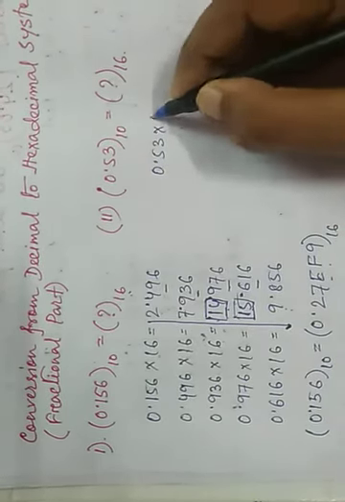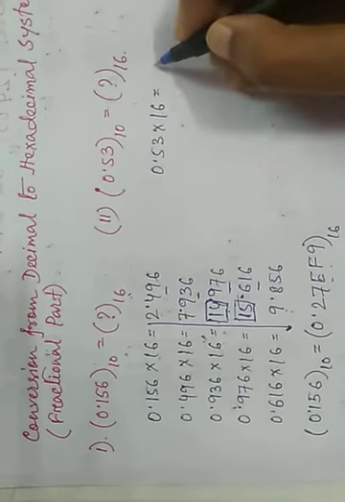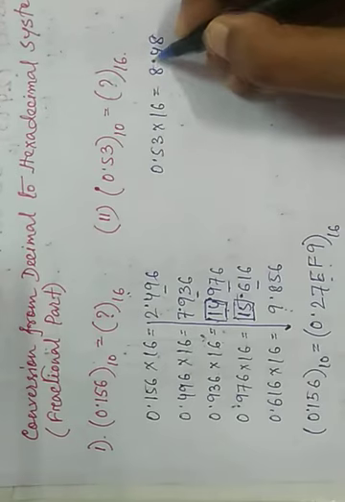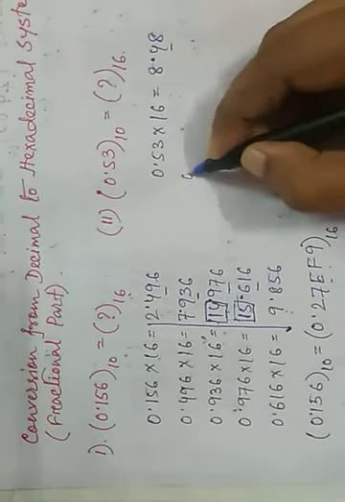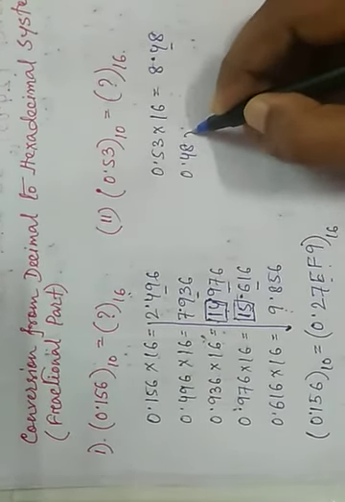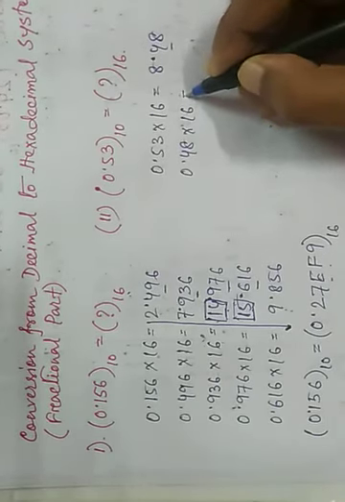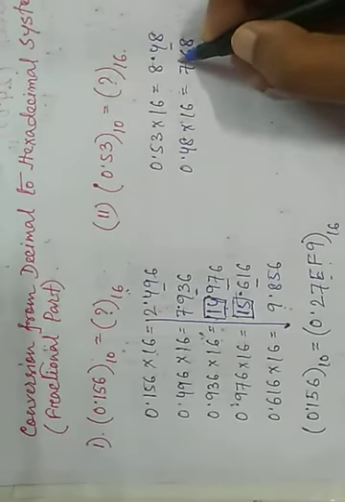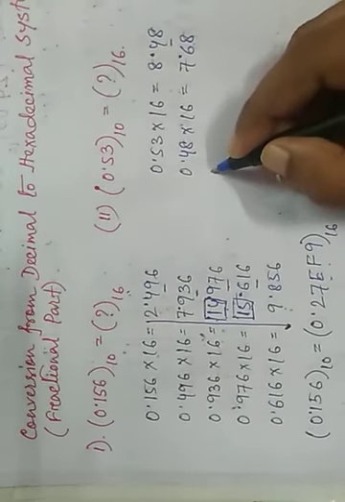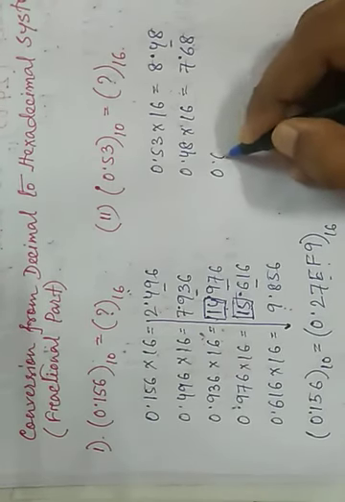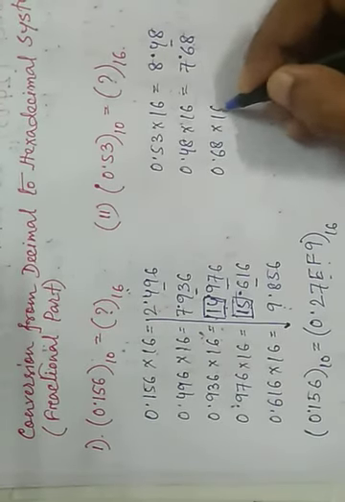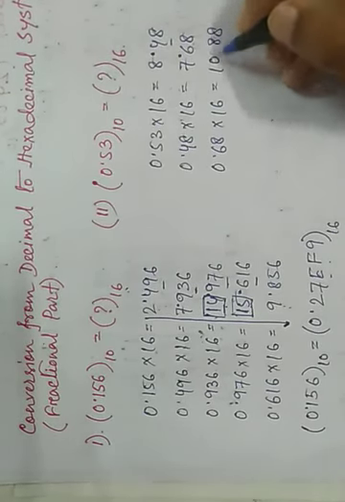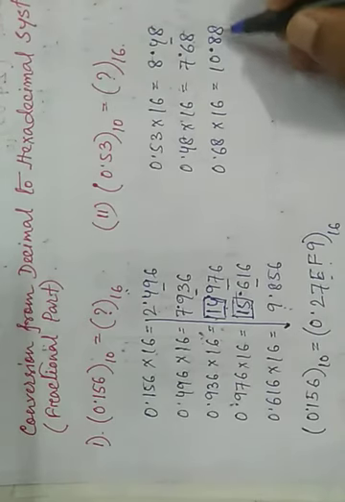Now here is another example, 0.53 into 16. It is 8.48. Point is 2 decimal places, that is here. Now take 0.48, 0.48 into 16. It is 7.68. 2 decimal places, 68. Again 0.68 into 16 equals 10.88. To 2 decimal places, here it is 88.